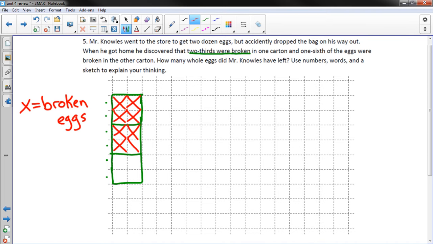So it looks like I broke 8 eggs. So this 1/3 here, actually, I have eggs there. So let's draw eggs. So a circle will represent an egg, one that's not broken.